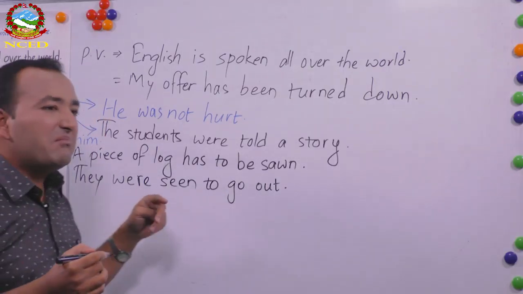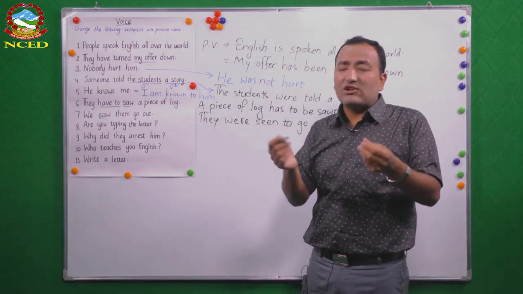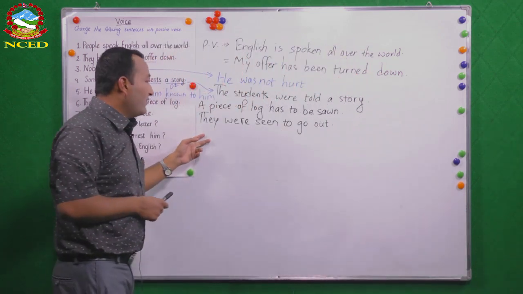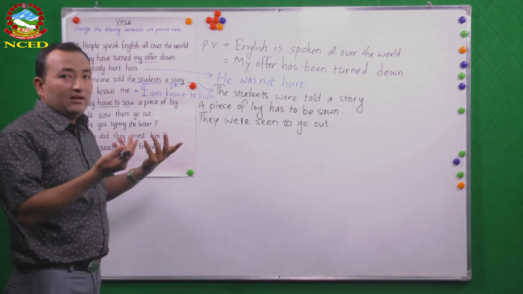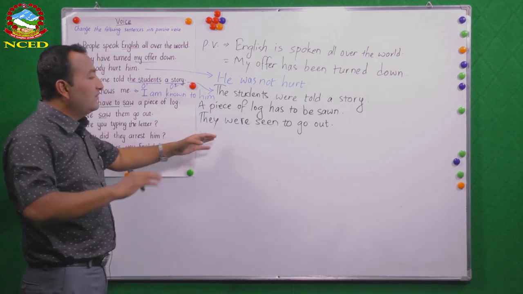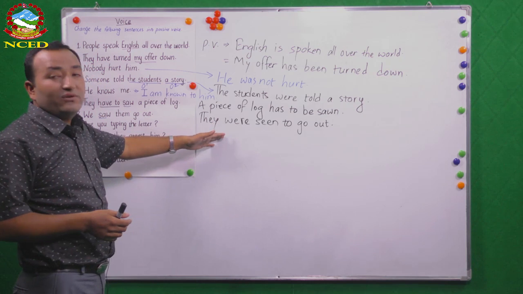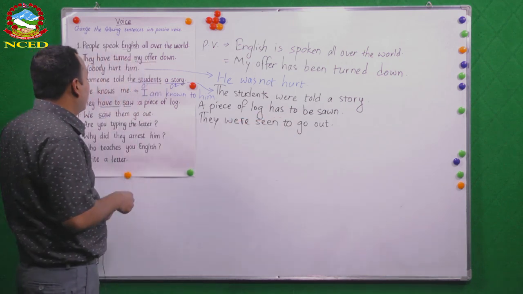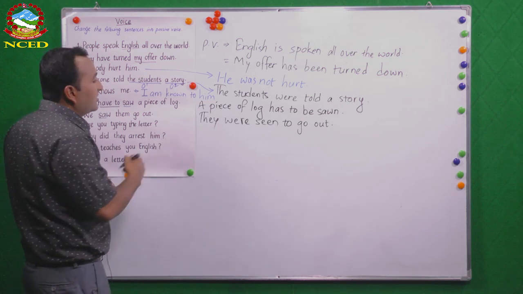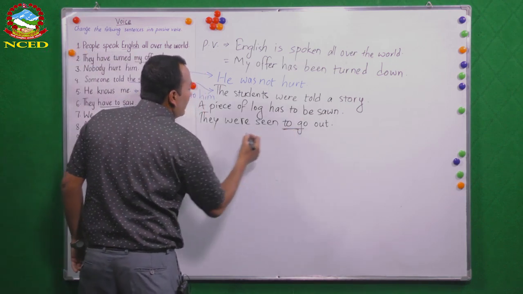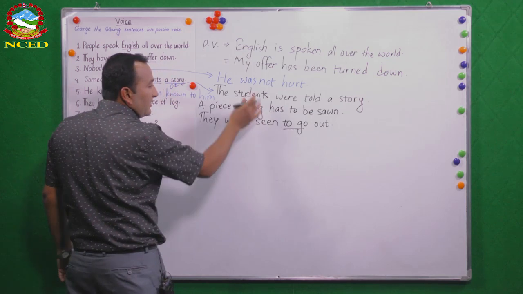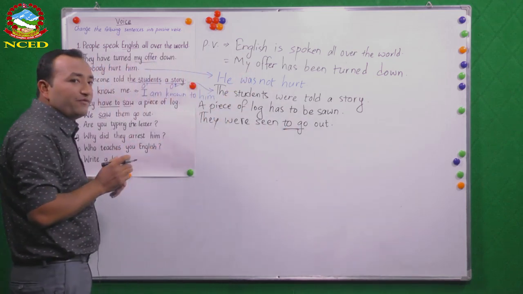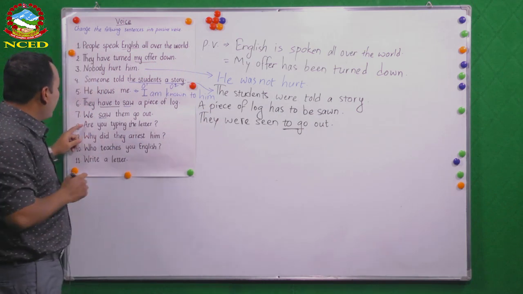By us, you can write by us, or it is not that much necessary. They were seen to go out. We saw them. That's why it's already clear, and that's why we don't have to write by us. They were seen to go out. Finished. Just remember this step. Were seen is like the previous sentence, but to plus verb 1 is somehow different from the previous ones.